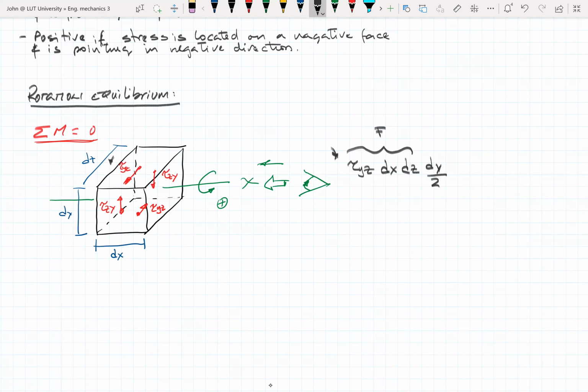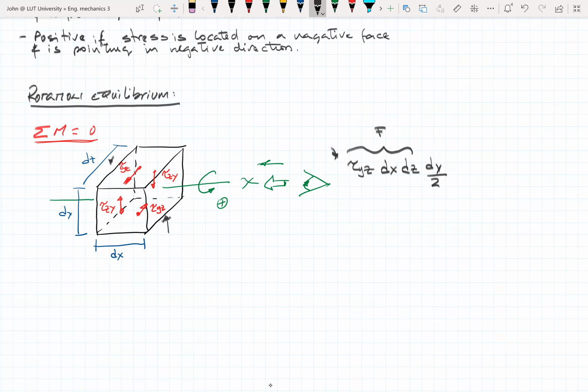If I look with detail at the cube, I know that this shear stress here, tau yz, the one represented in the negative face, is also, by our convention, a positive shear stress. It's going to make my cube rotate in the positive direction.